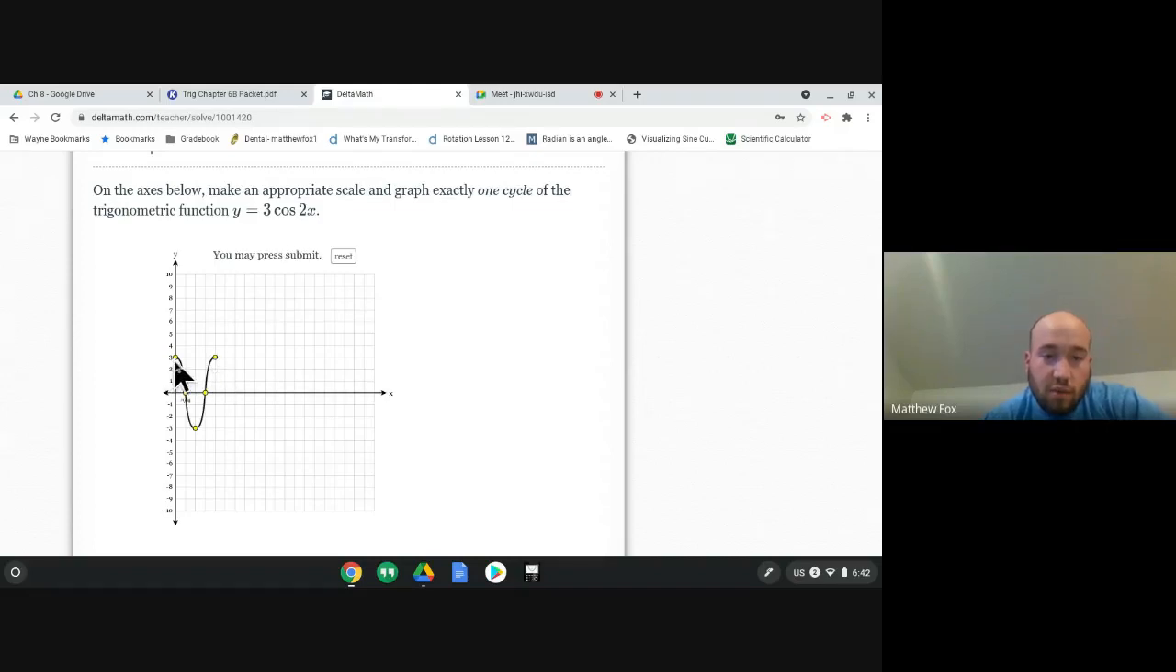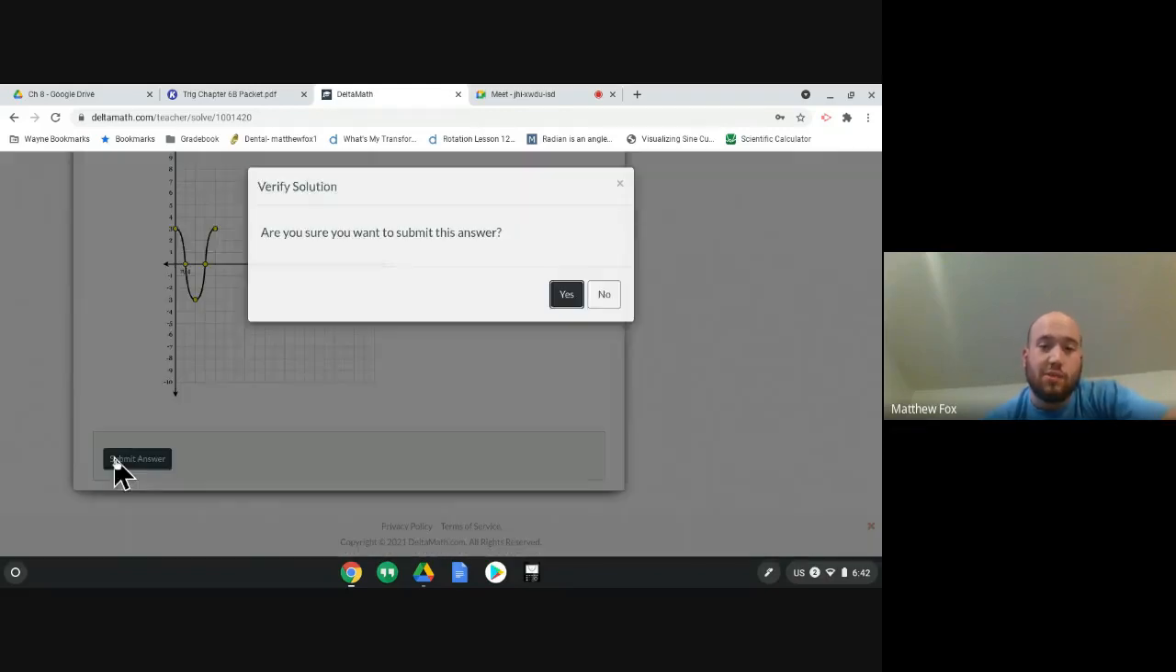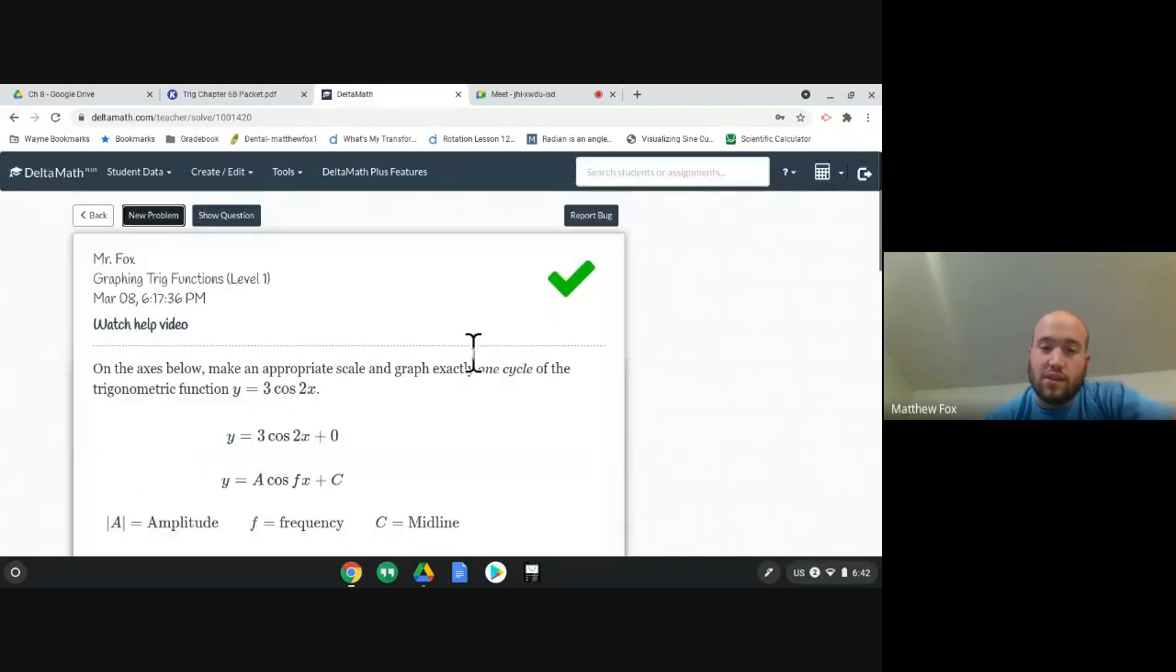Notice each time I moved over just one space because our interval here was pi over 4. So pi over 4, this would be pi over 2, this would be 3 pi over 4, this would be pi, which makes sense because that's what our period was. Now, if you mess up, you can hit reset. It'll clear it for you, but I am confident in this, so I hit submit answer. And as you can see, I got it.